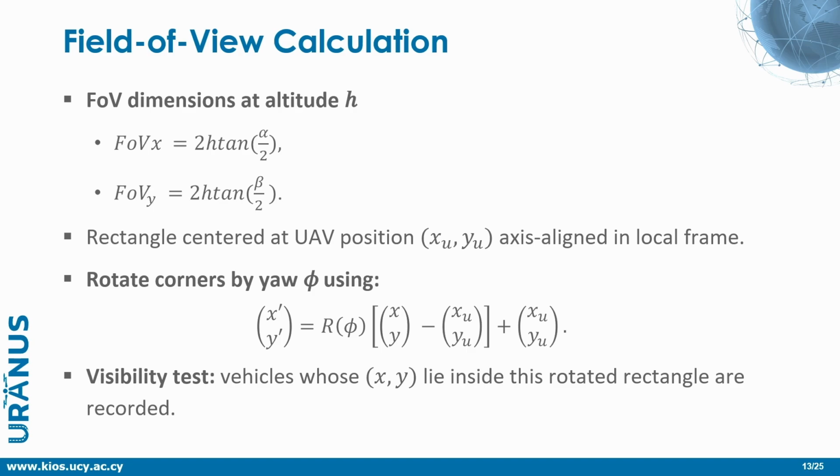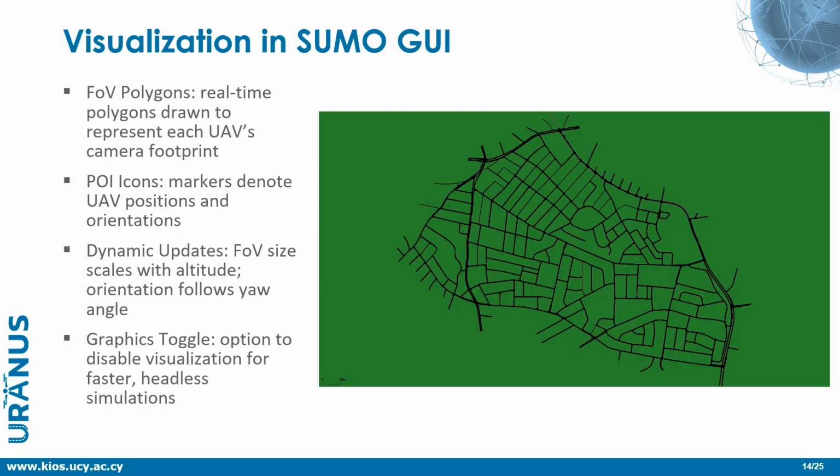And after calculating the field of view, we perform a visibility test. We calculate which vehicles are in the field of view, and we write it to the output file. And for the visualization, this is actually a part of Nicosia. We do not have a chaotic network system, so you can see. In reality, the UAVs are never synchronized like that, but for demonstration purposes, let's show something pretty.